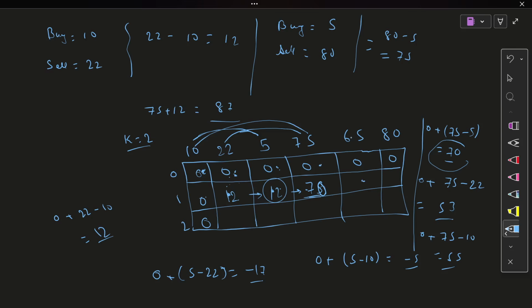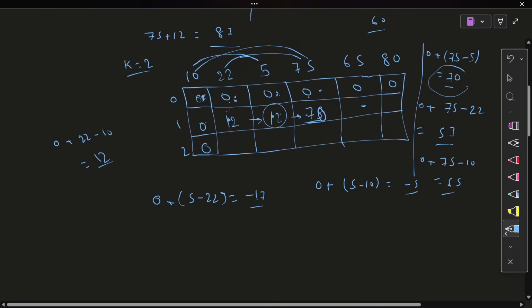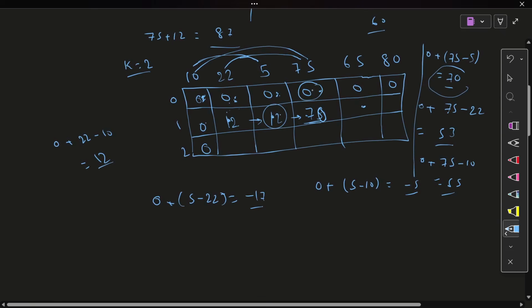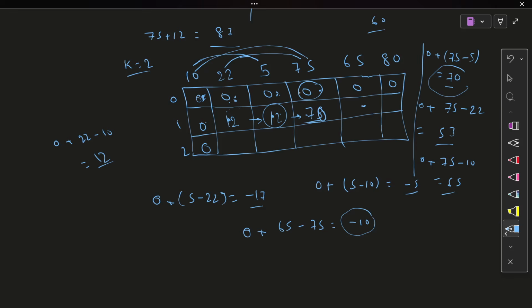65 minus 75 is negative, so this one is not valid. For here, 65 minus 5, 60. Okay. For here, 75. Here, how are we getting 70? First check here. 0 rupees, I got 0 from 0 transactions. 0 plus 65 is the selling price, minus 75, minus 10. Minus 10 may be the answer.